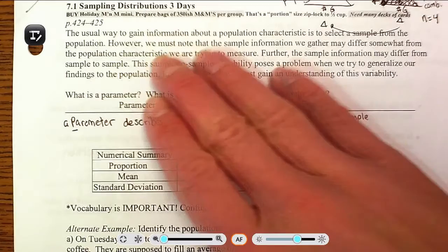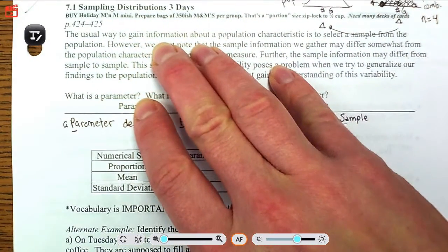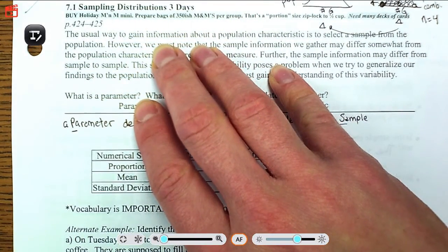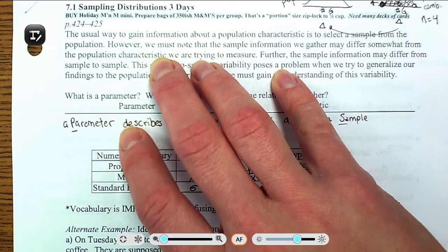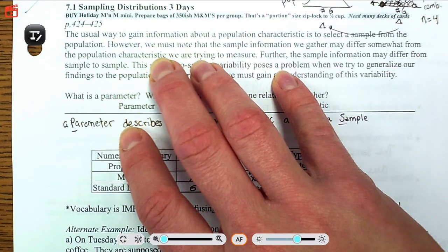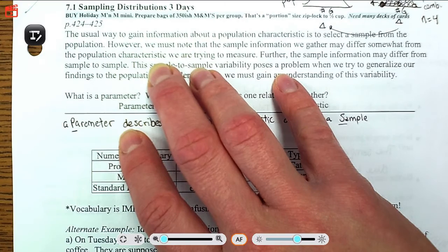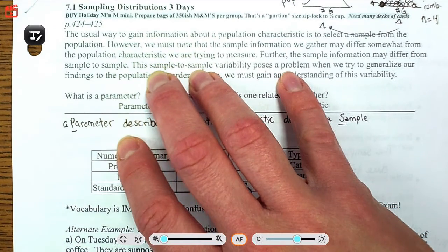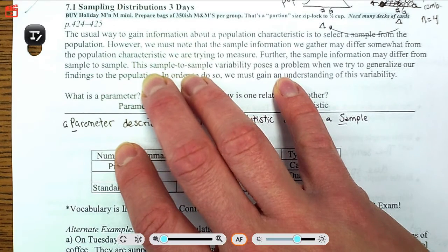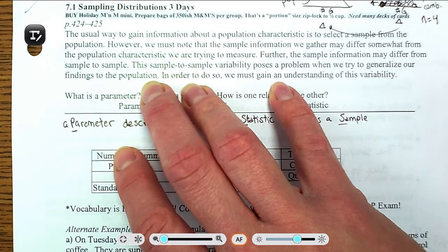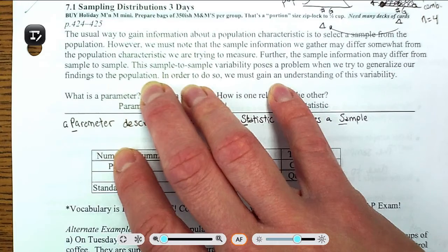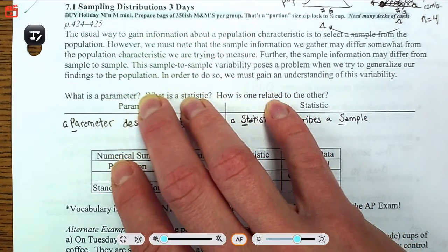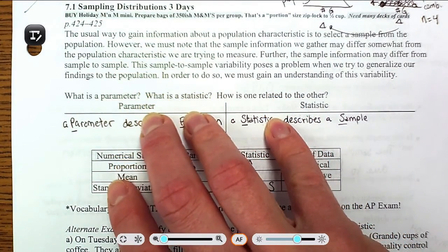The usual sampling distributions. The usual way to gain information about a population characteristic is to select a sample from a population. However, we must note that the sample information we gather may differ somewhat from the population characteristic we are trying to measure. Further, the sample information may differ from sample to sample. This sample to sample variability poses a problem when we try to generalize our findings to the population. In order to do so, we must gain an understanding of this variability.